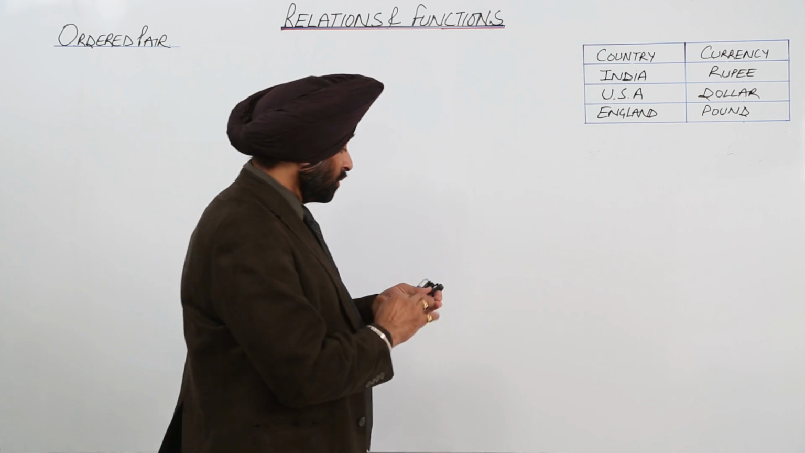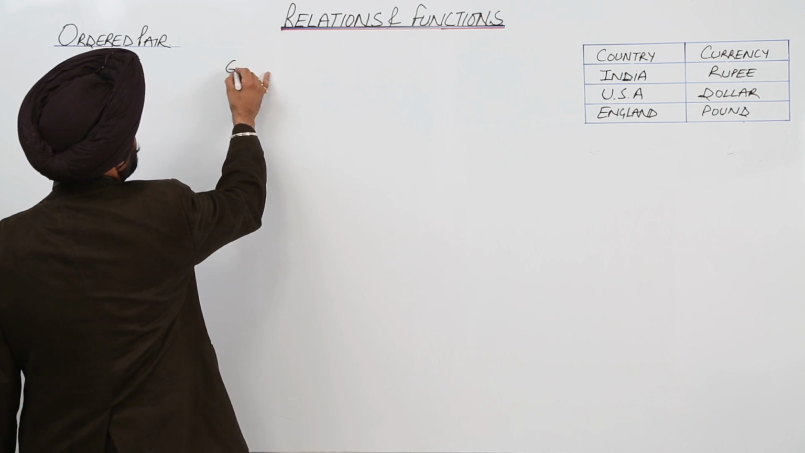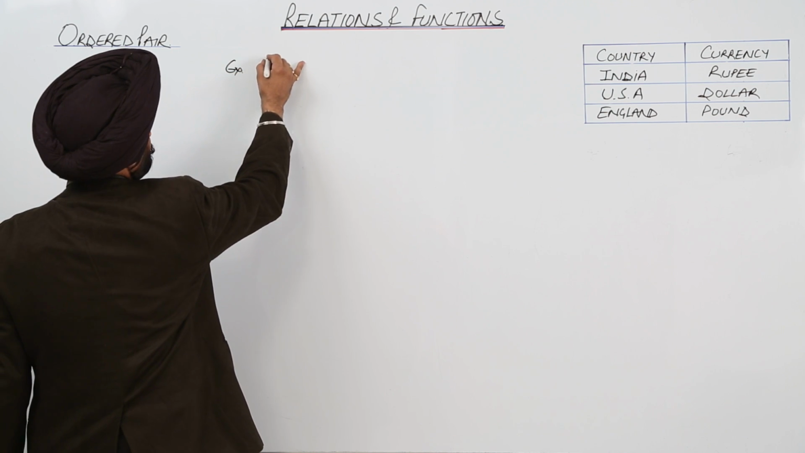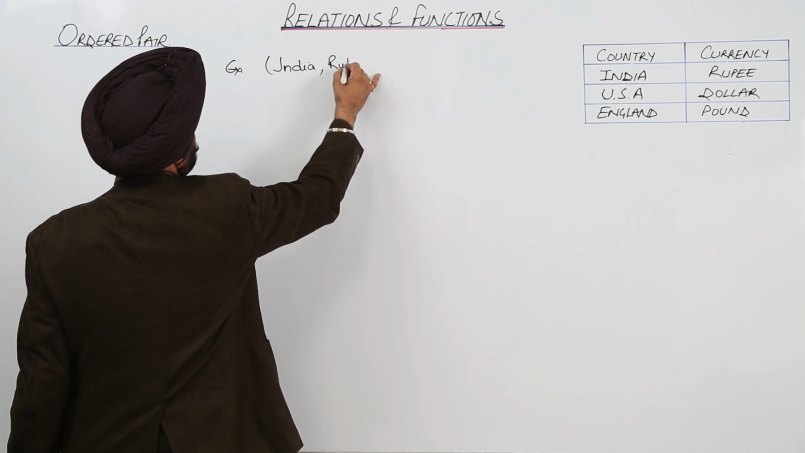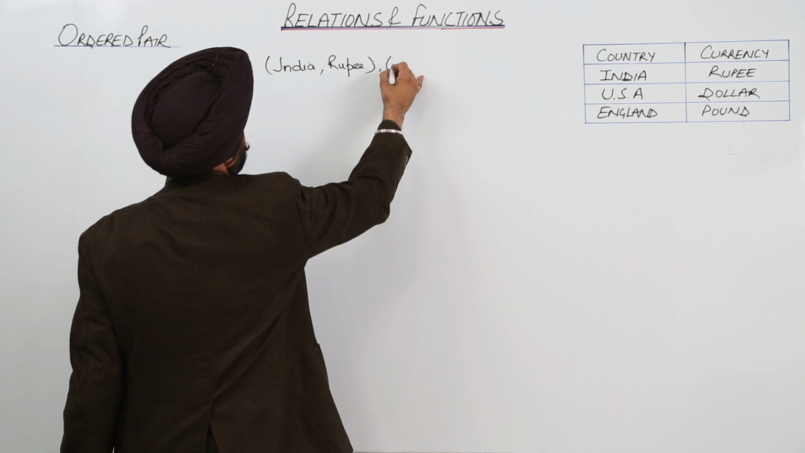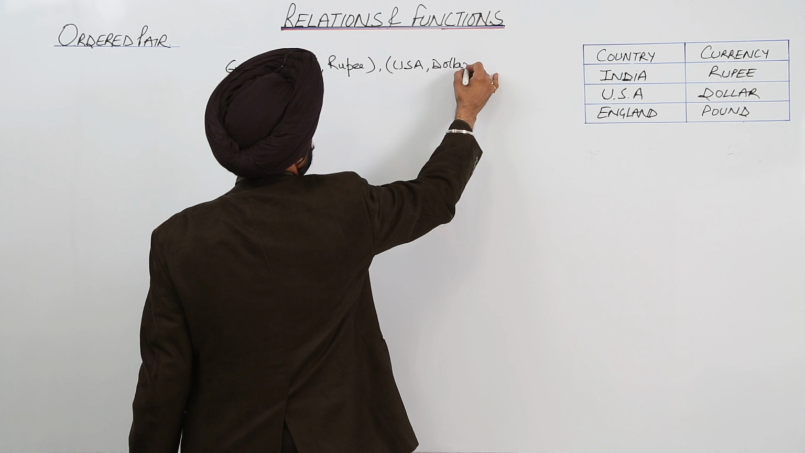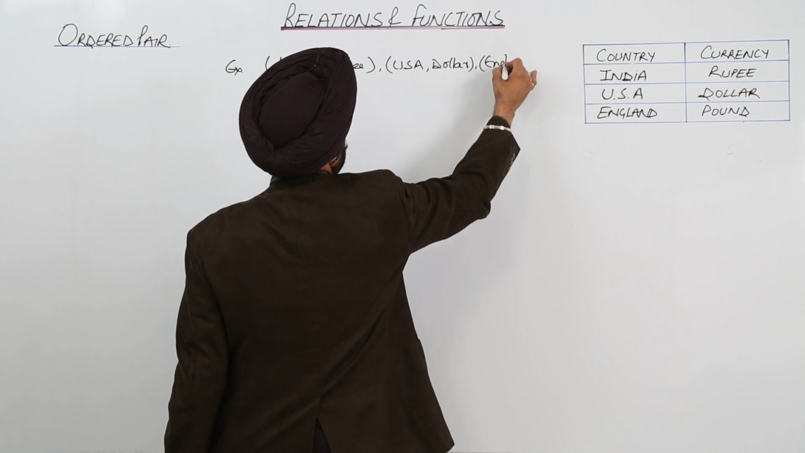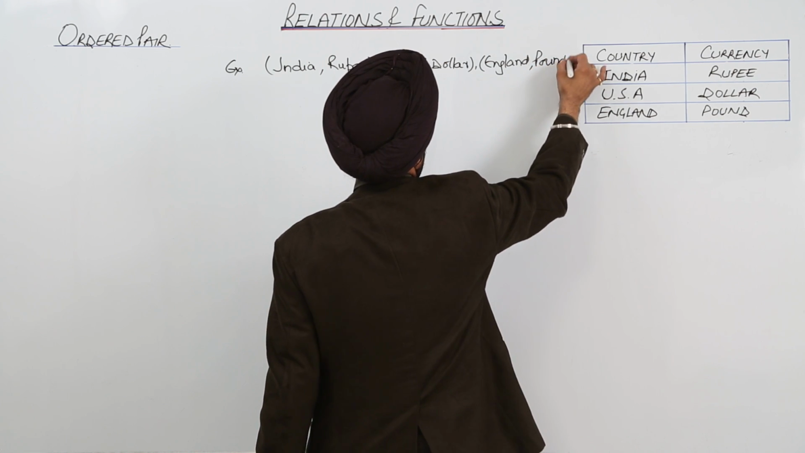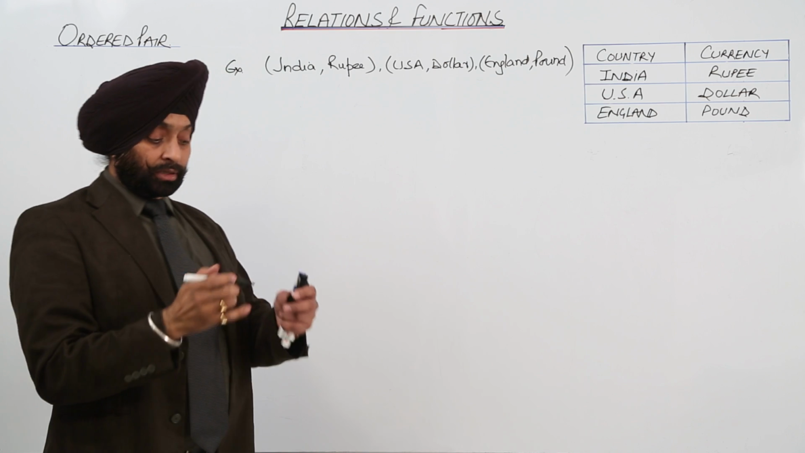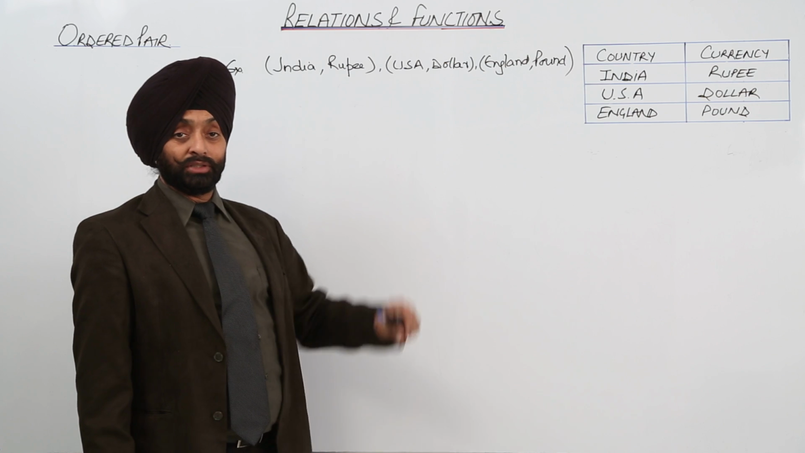Now suppose I am writing this. Now I am writing this as India, rupee, then USA, dollar, England, pound. Now just think that the table is not here. Just think that the table is not here.